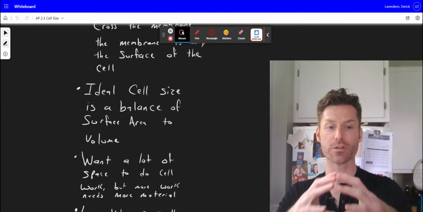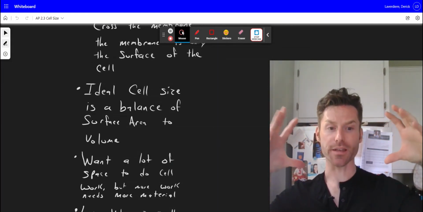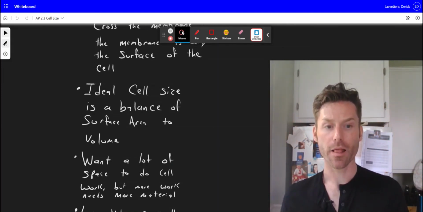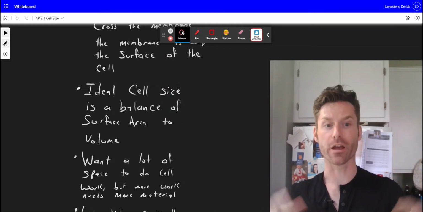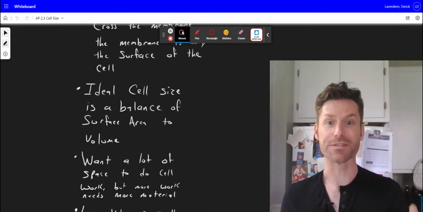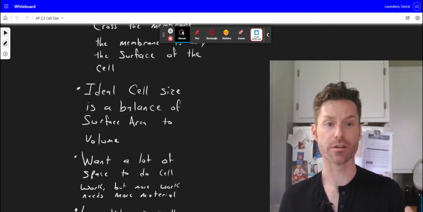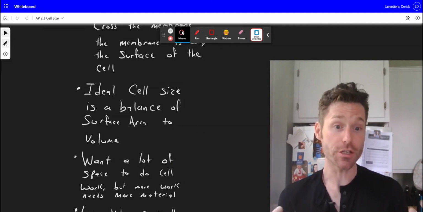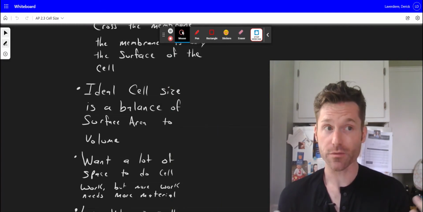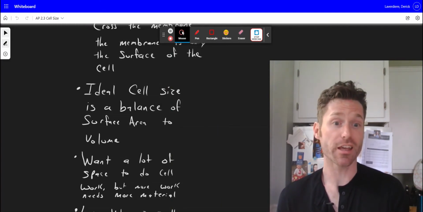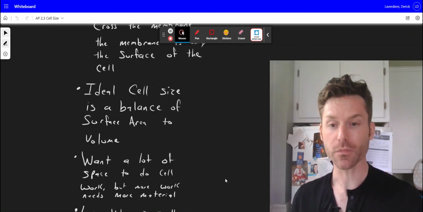Right? And as you increase the cell size, okay, the proportion of surface area to overall volume goes down. So the bigger your cell is, the smaller your surface area to volume ratio is, which is an issue because if you have a small surface area, can't get stuff in and out of the cell, right?